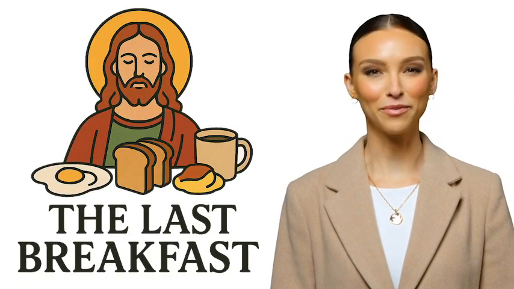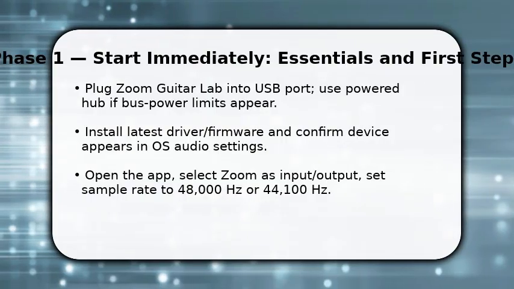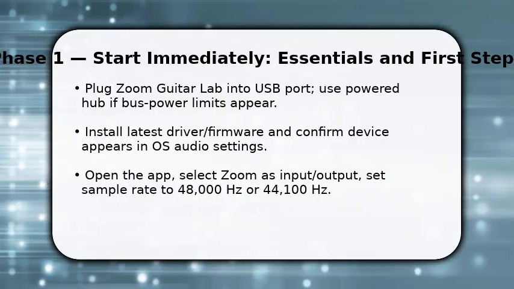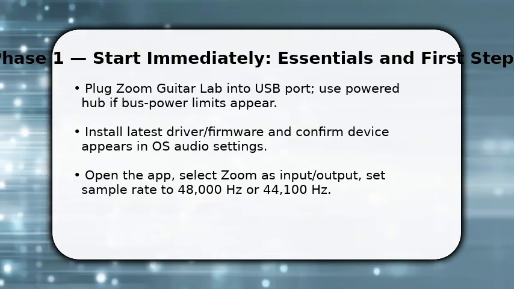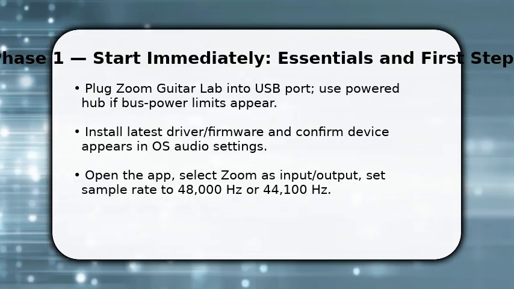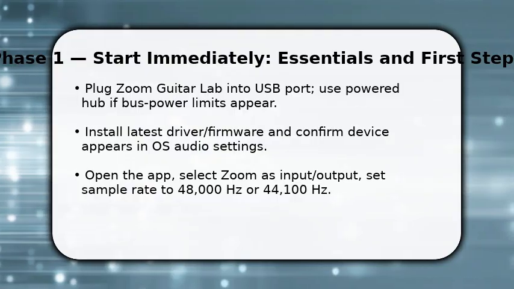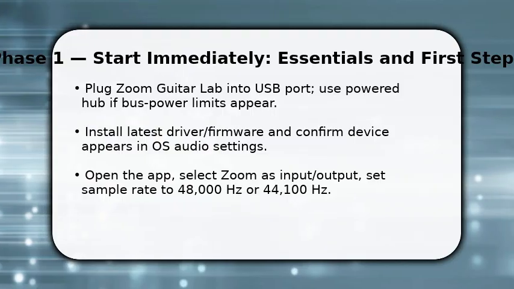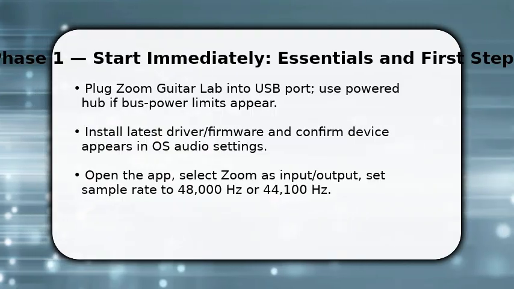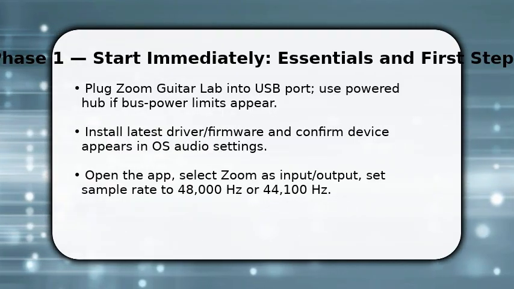Please enjoy the video. You start by physically connecting the Zoom Guitar Lab to your computer and verifying power. This reduces dropouts. Next, install the latest driver or firmware so the unit communicates correctly, and then set the audio interface sample rate to 48,000 or 44,100 Hz for best latency and fidelity.